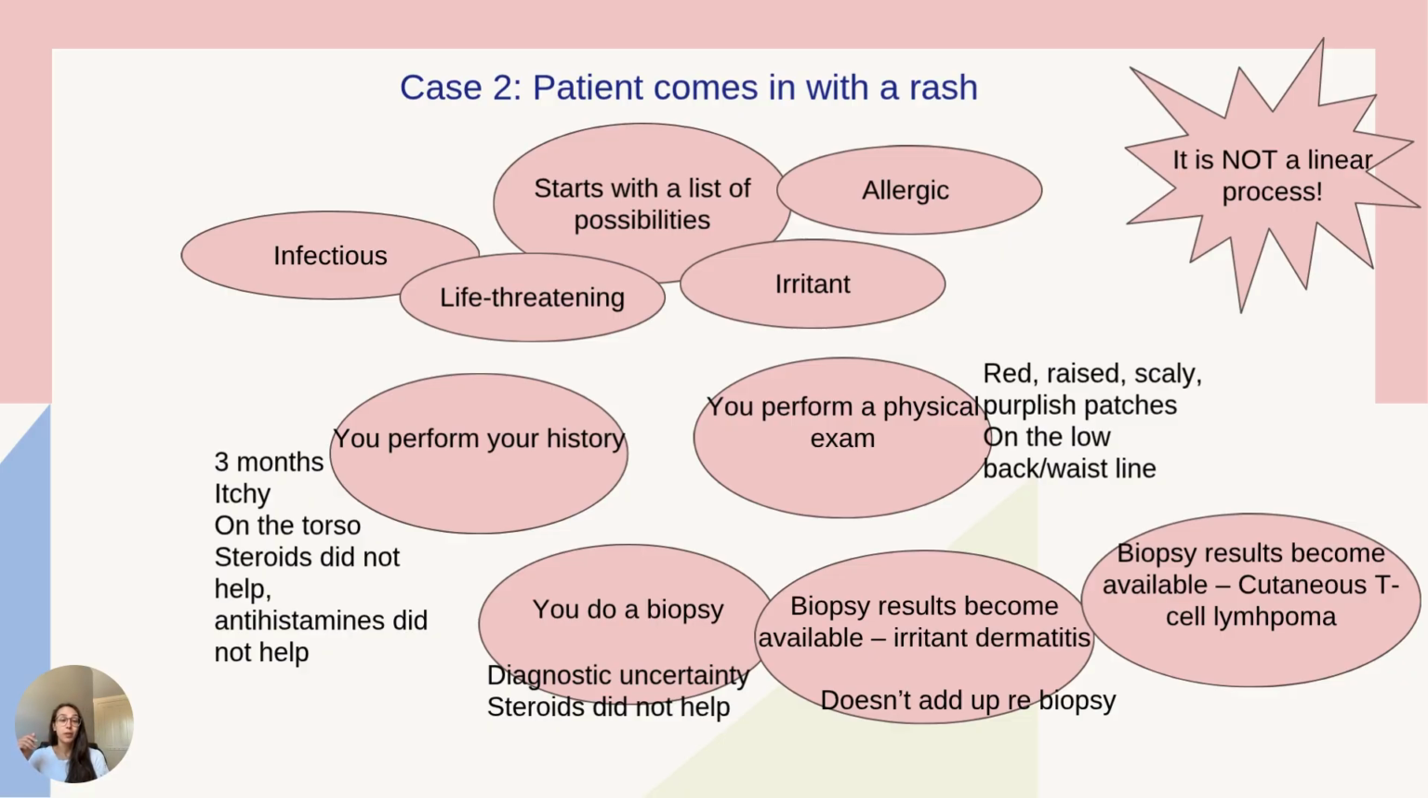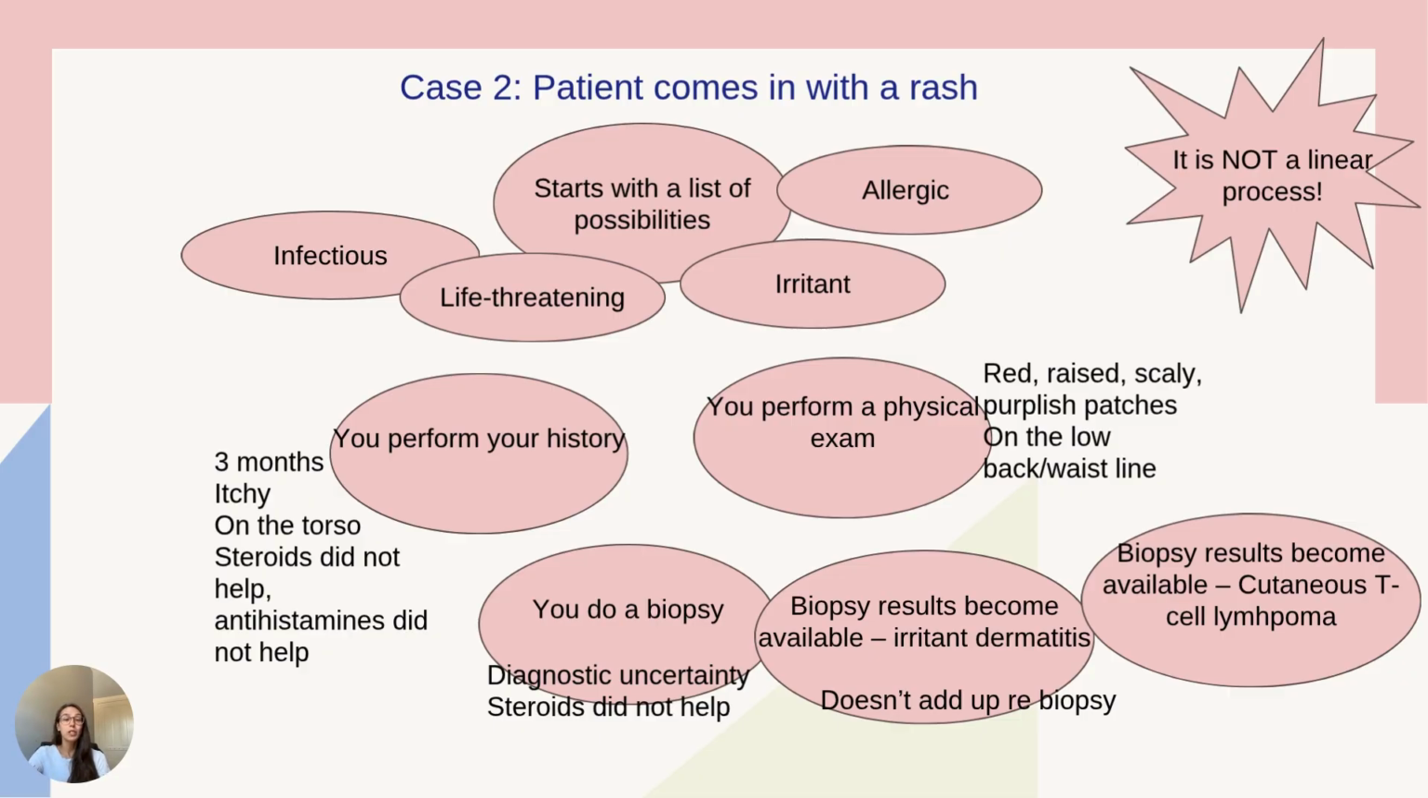This type of T cell lymphoma can present low on the waistline, the back, it's chronic, it's itchy, treatment isn't helping. And this is where it's a really good illustration that the diagnostic pathway is not linear. You constantly need to update your hypotheses and integrate all this data that's coming through. And it's very difficult.